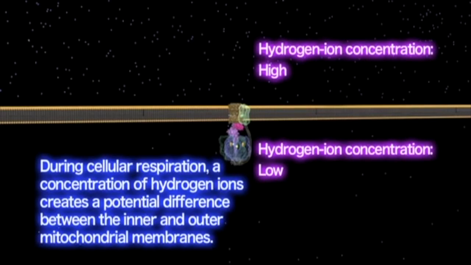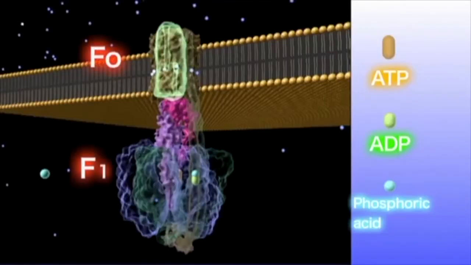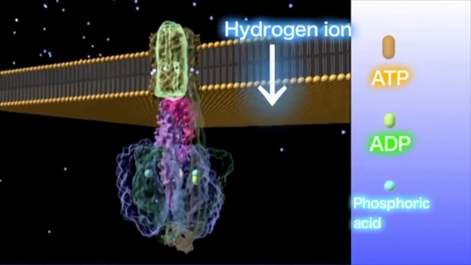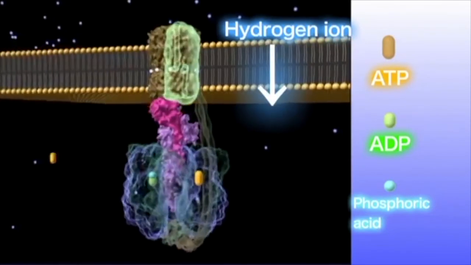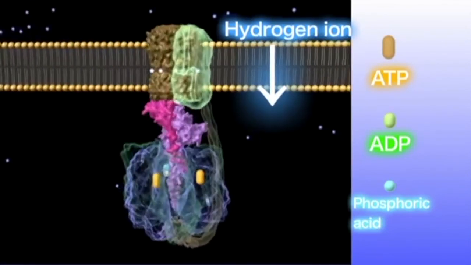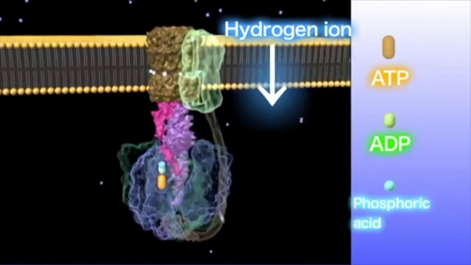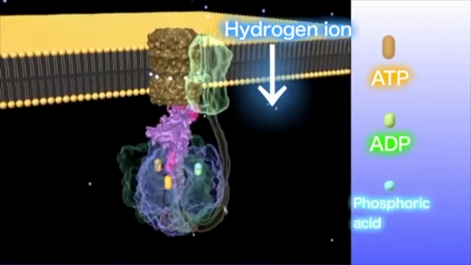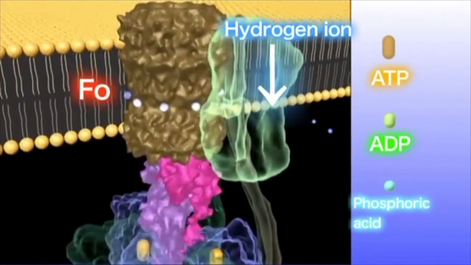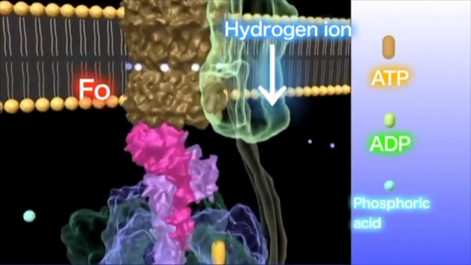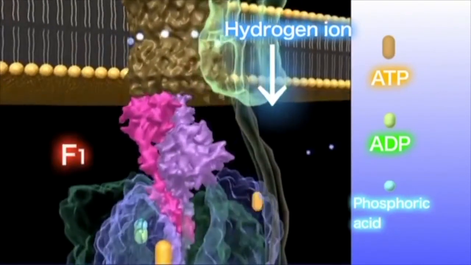During cellular respiration, a concentration of hydrogen ions creates a potential difference between the inner and outer mitochondrial membranes. ATP synthase has two rotating portions, called FO and F1. The FO portion rotates using the force of hydrogen ions flowing from the higher concentration level to the lower. The rotation energy generates ATP in the F1 portion.